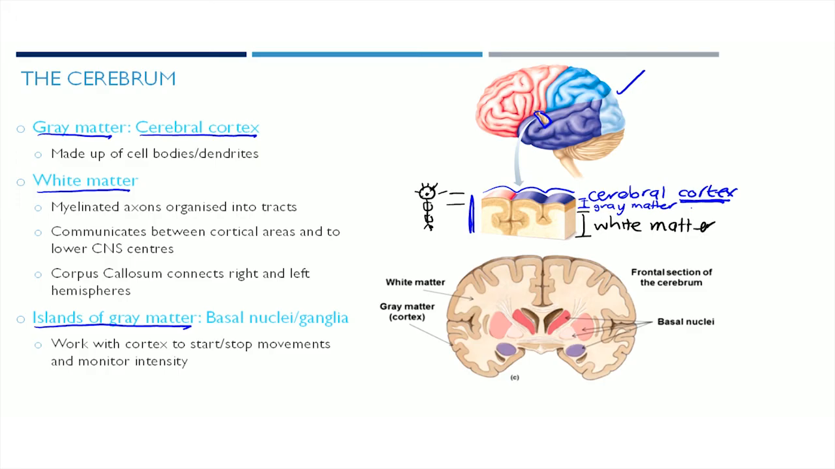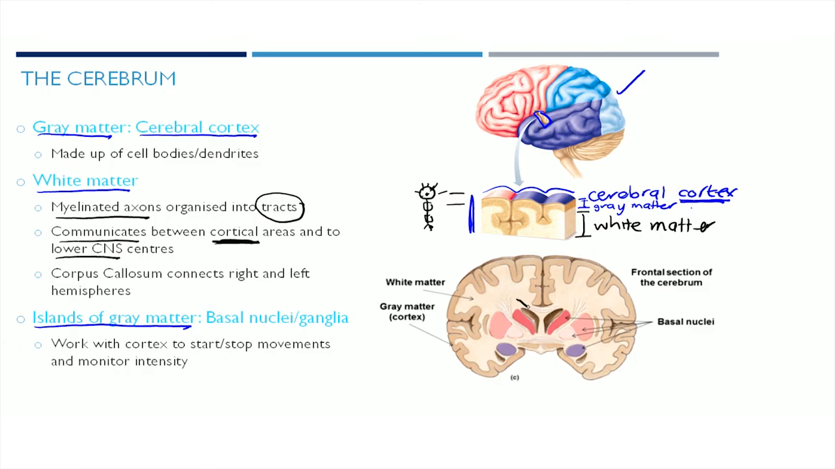So you can see over here the white matter contains myelinated axons. They're organised into tracts, which basically just allow information to get from one place to another. Because of these tracts, the white matter can communicate between different areas of the brain or different areas of the cortex, and also communicate between the brain and the central nervous system. As I said before, we've got two hemispheres within the brain, and information from one side of the body will go to the opposite hemisphere, but we still need the brain to be able to talk between the two hemispheres.